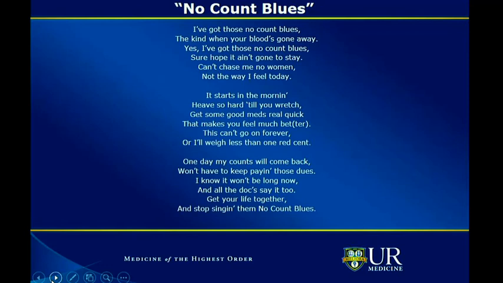Those no-count blues, the kind when your blood's gone away. Yeah, I got those no-count blues, sure hope it ain't gonna stay. Can't chase me no women, not the way I feel today. Starts in the morning, I heave so hard till you're wretched. Get some good meds real quick, that makes you feel much better. This can't go on forever, or I'll weigh less than 110. One day my counts will come back, won't have to keep paying those dues. I know it won't be long now, now the docs will see it too. Get your life together and stop singing the no-count blues.